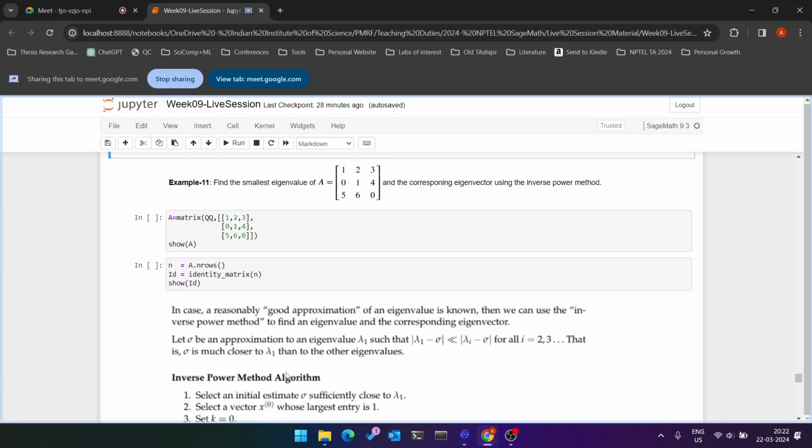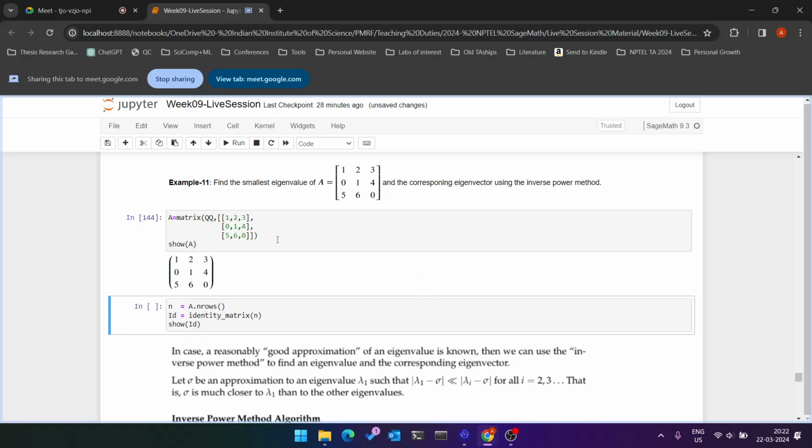Next example, find the smallest eigenvalue of A, which is a 3 by 3 matrix given here, and the corresponding eigenvector using the inverse power method. So the matrix A is specified. In the inverse power method, we calculate the smallest eigenvalue provided we can get a suitable guess of the smallest eigenvalue. So how do we have that? At the moment we don't have that, but we'll go there when the time comes.